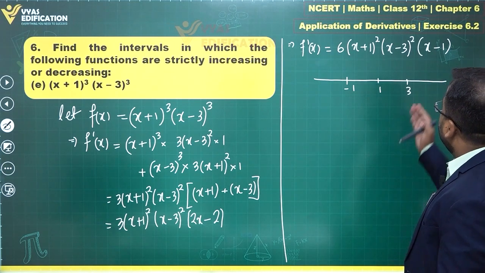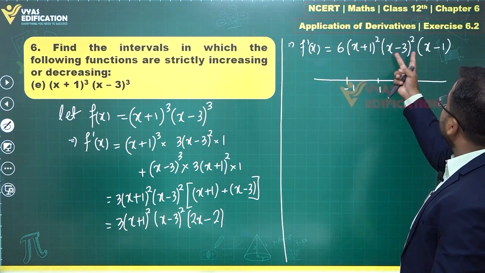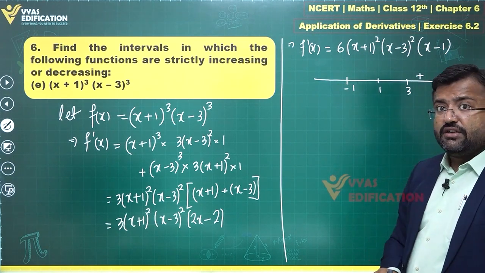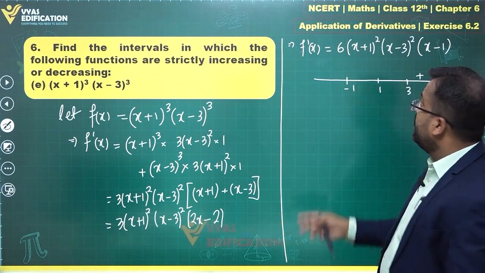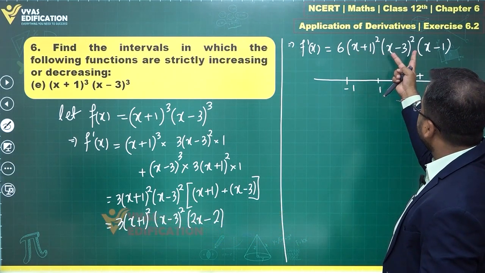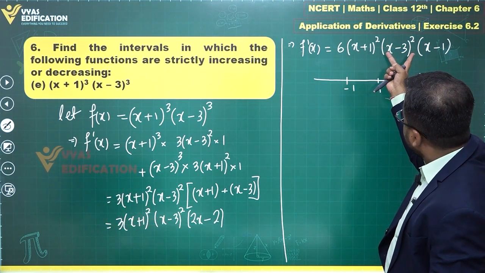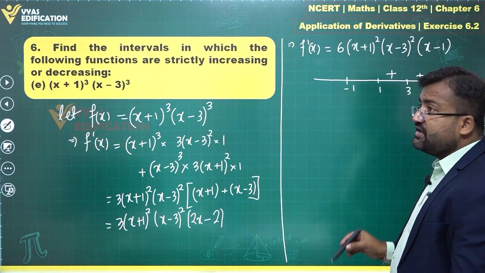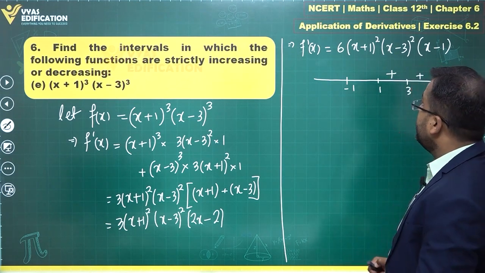Okay. For values greater than 3, let us say, let's take for example 4. This is positive, this is positive, this is also positive. Overall sign will be positive. For values between 1 and 3, let's take for example 2. This is positive. This is 2 minus 3, which is negative, but there's a square, right? So overall this value becomes positive. Positive, positive, and 2 minus 1 is also positive. The overall sign is positive. Yes, you can comment on that.